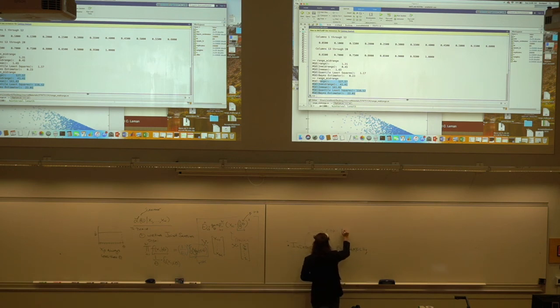One random variable doesn't influence the other.